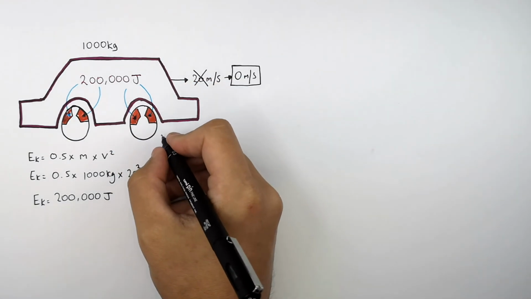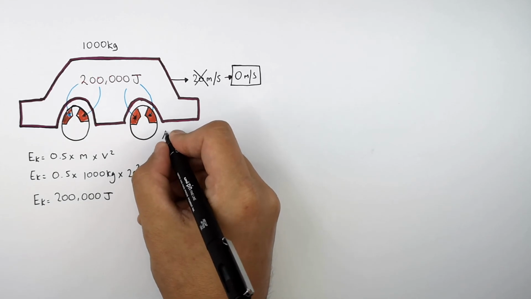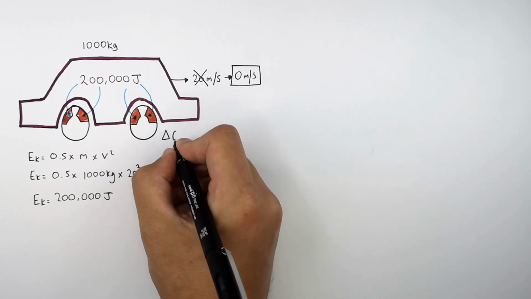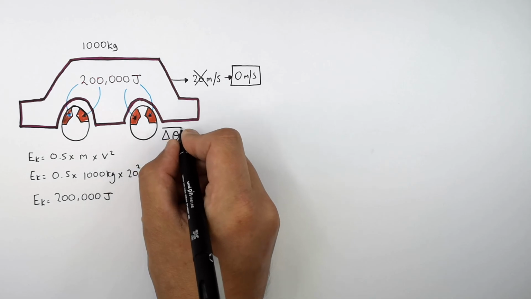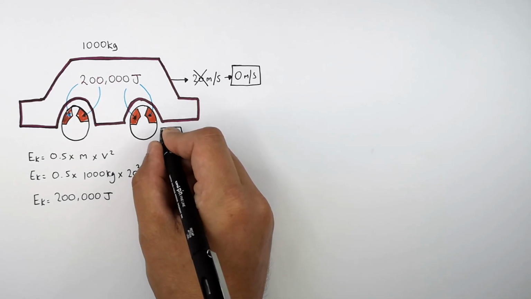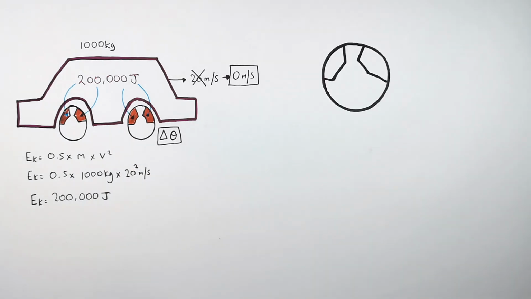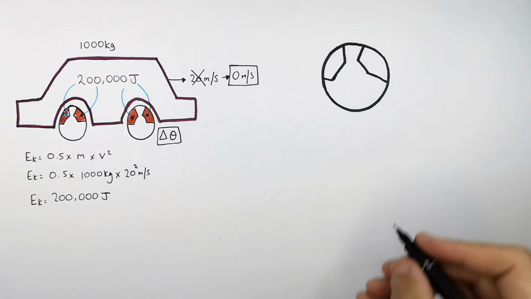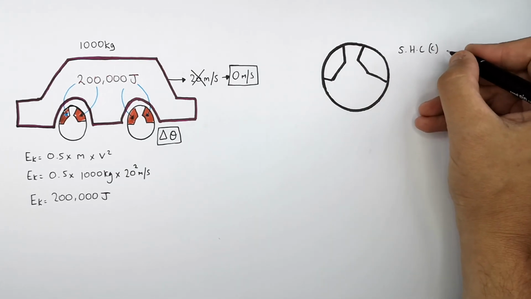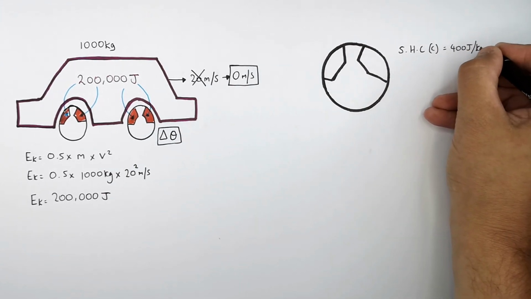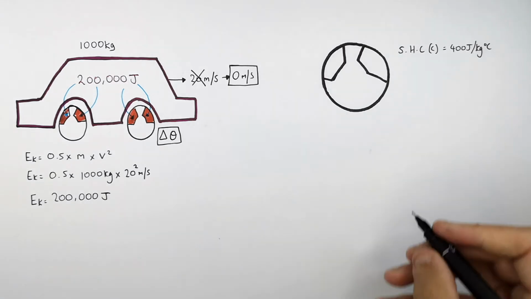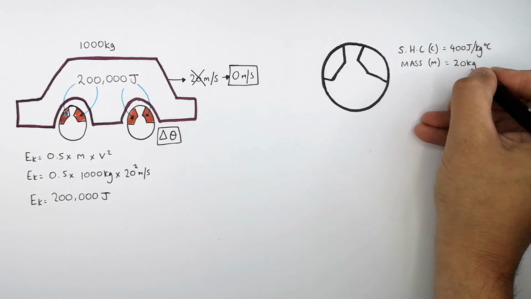So when the car applies its brakes, energy will be transferred to the brakes, and there's going to be an increase in temperature of the brakes due to the energy being transferred into the brakes' thermal energy store. So what we're going to do now is use the specific heat capacity of the brakes and the mass of the brakes to calculate the temperature change of the brakes. The specific heat capacity of the brakes is 400 joules per kilogram per degree Celsius, and the mass of the brakes is 20 kilograms.